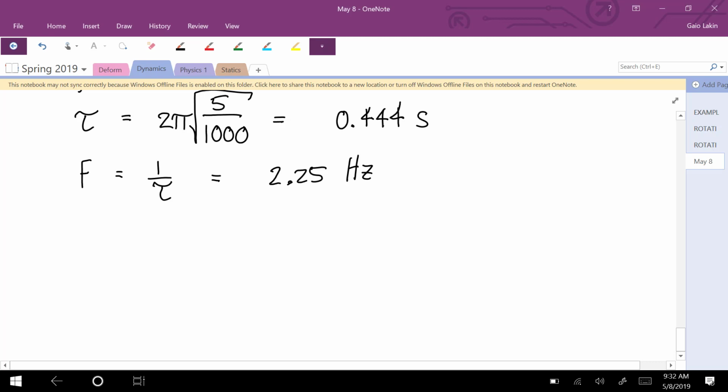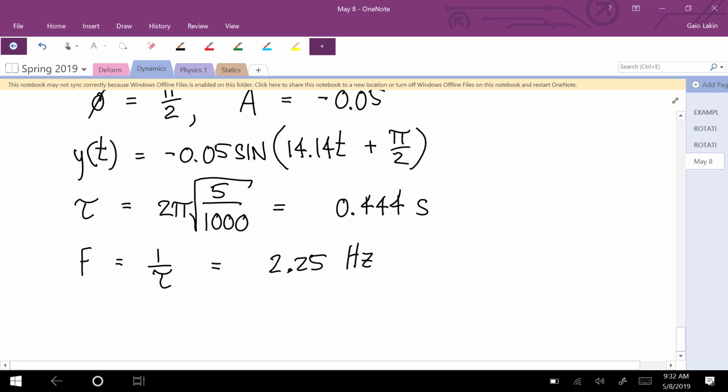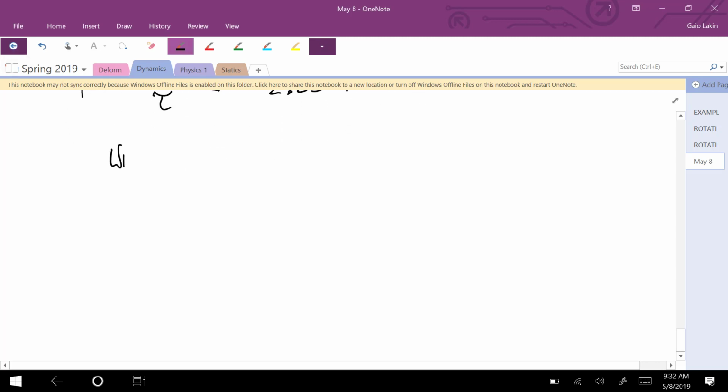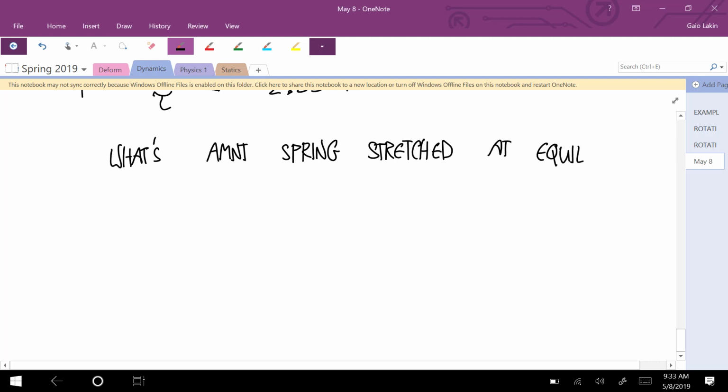The resting length, for a problem like this, you don't even need to know what it is, but if you wanted to calculate it, do it in a static case. So what are we going to calculate here? What's the amount the spring is stretched at equilibrium?